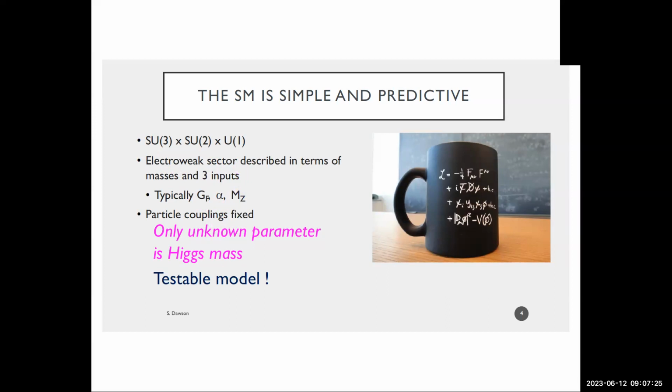A theory where you can predict everything is a theory where you can test things. This is why once we discovered the Higgs, it changed everything. Because now we had every single ingredient, we know every single coupling, so we can test things, and we can test things very, very precisely.